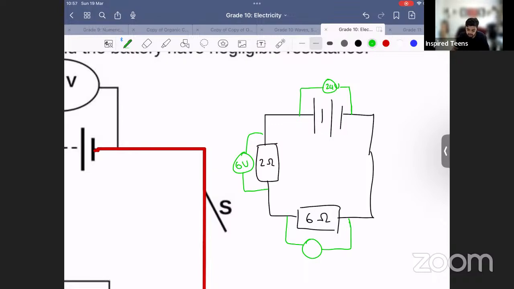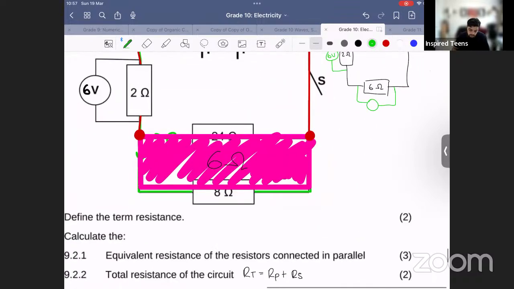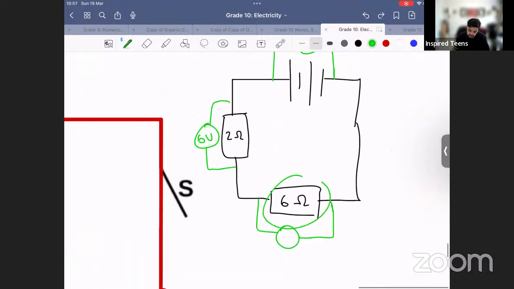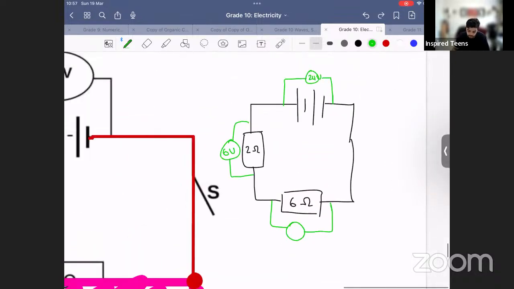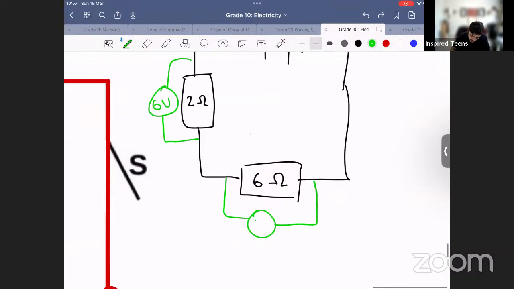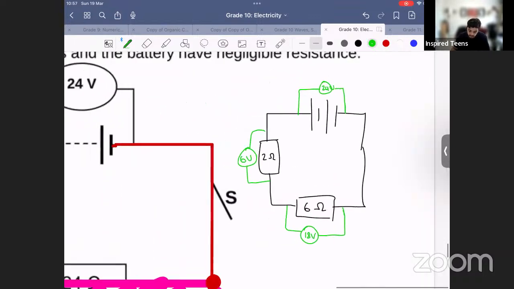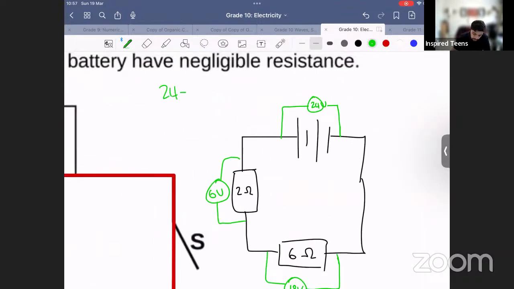No, not 8. I'm not talking about the split. I've replaced that entire parallel thing with just 6 ohms. That's it for now. Okay, not 16, 18 volts. Why 18 volts? Because it's 24 minus 6, which is 18.